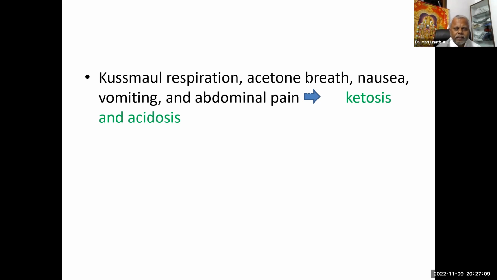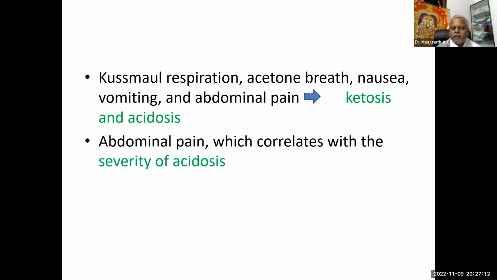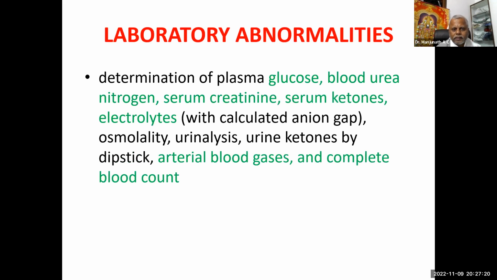Abdominal pain is commonly seen, and abdominal pain correlates well with severity of it. The more the acidosis, the more will be the abdominal pain. At the same time, we should not forget to look for other causes of acute abdominal pain, like splanchnic infarction, any gangrenous bowel or anything, because any of these also can be a causative agent for diabetic ketoacidosis. In the laboratory diagnosis, mainly determination of plasma glucose, blood urea nitrogen, creatinine, ketone bodies, and electrolytes.